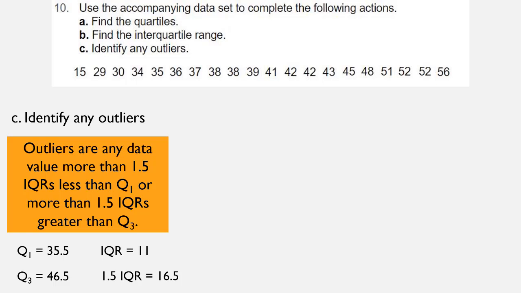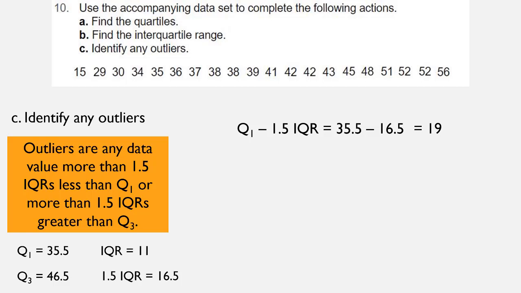We'll start with Q1. Any data value that's more than 1.5 IQRs less than Q1 would be an outlier. So we take Q1 and subtract 1.5 IQRs. That's 35.5 minus 16.5, which is 19. So at the low end of our data, any value that is smaller than 19 would be considered an outlier. And there is one. 15 is an outlier.